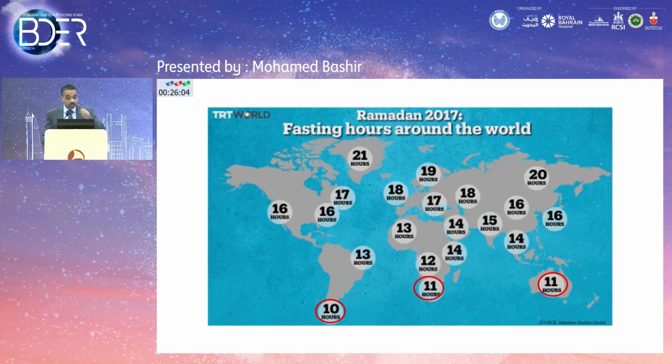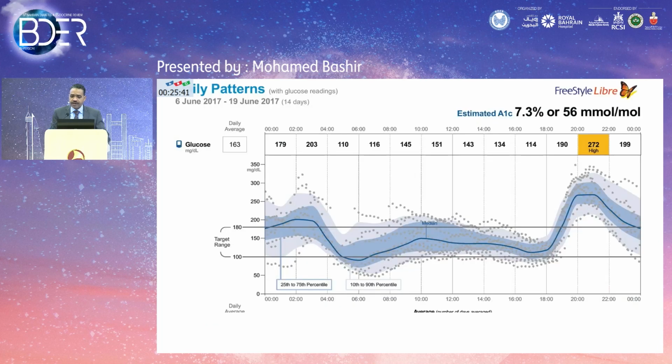But if you look at those who were fasting in countries up north, look at the United Kingdom, 19 hours, and Iceland and Greenland, 21 hours. Those people have huge problems in order to maintain their glycemia and avoid hypoglycemia, and it's very challenging for them to fast. So fasting hours and fasting conditions vary a lot.